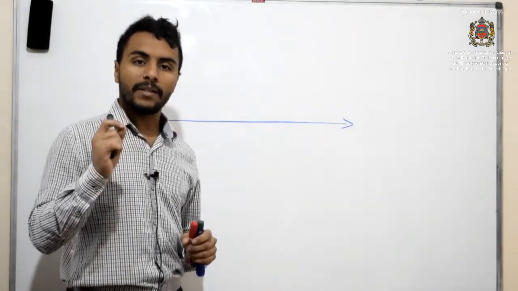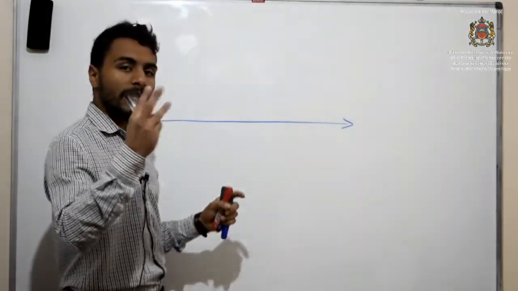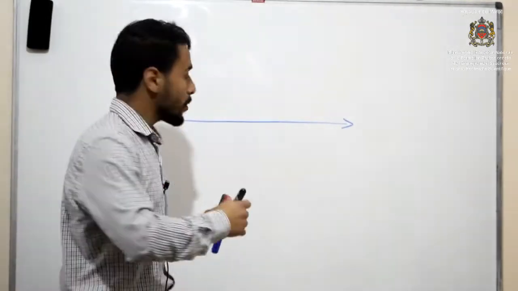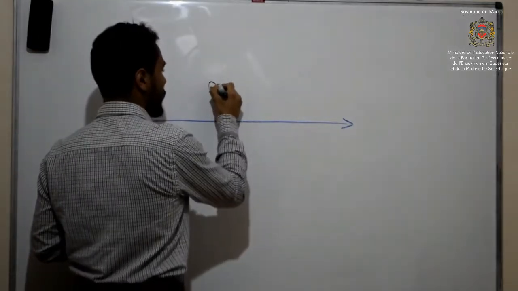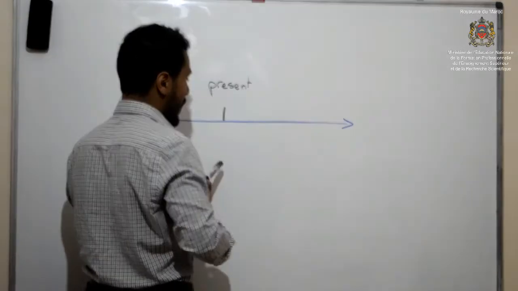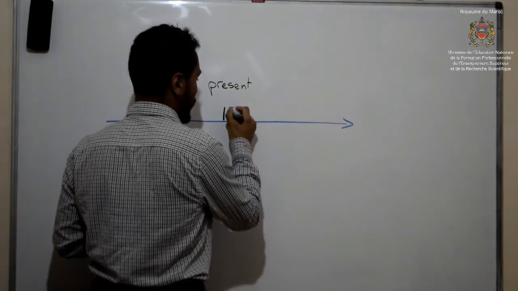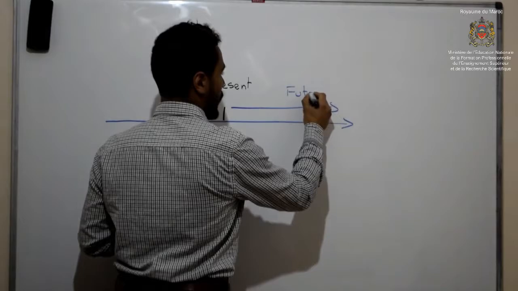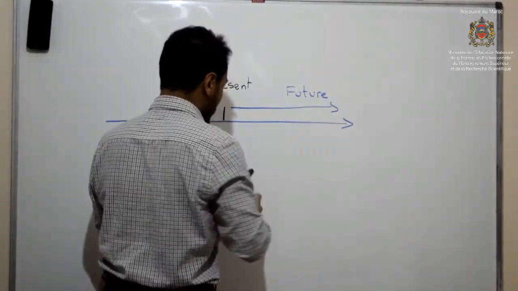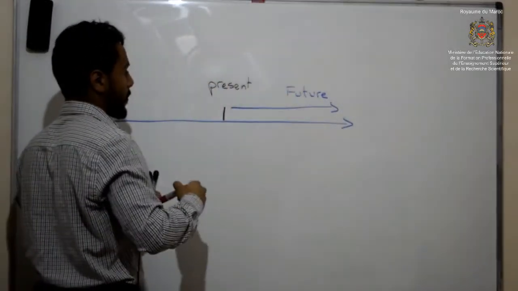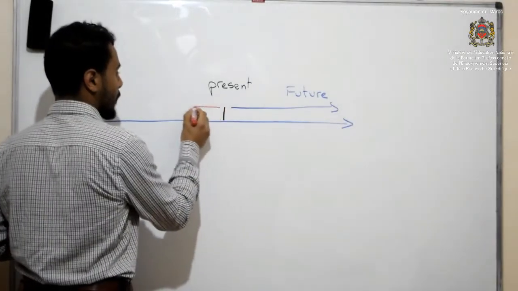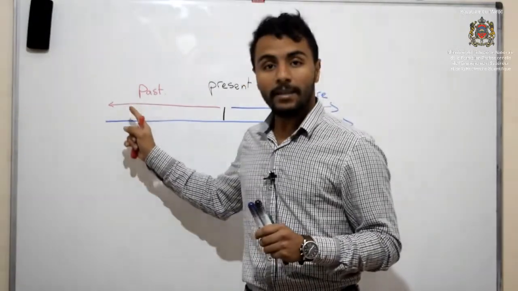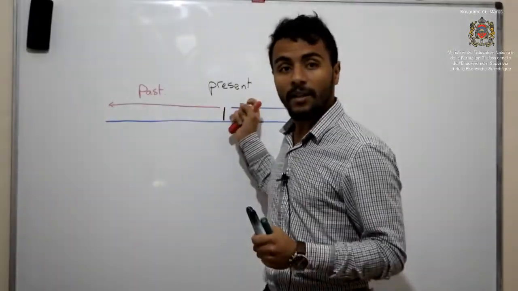Well, if time is a line, then we can put three types of time in the English language. We would start with number one, which is the present, then the future, and the past. Today we'll be focusing on the past. Maybe next time we can see the present and the future.